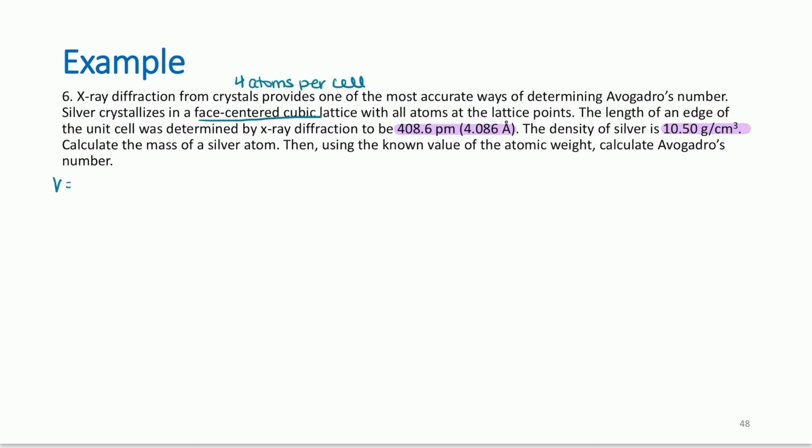So we know volume is equal to L cubed, or your length cubed. It tells us that the length is 408.6 picometer or 4.086 angstroms. That is the same as 4.086 times 10 to the minus 10th meters, cubed. If you need to do the conversion, do it on your own, that's fine, but picometer is minus 12, angstrom is minus 10. So 4.086 times 10 to the minus 10th meters cubed is the volume, which equals 6.822 times 10 to the minus 29th meters cubed.